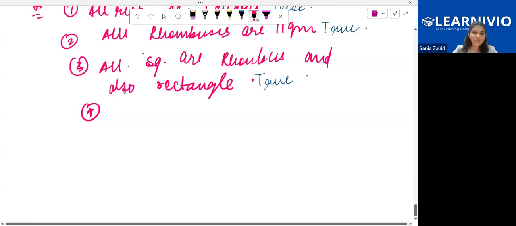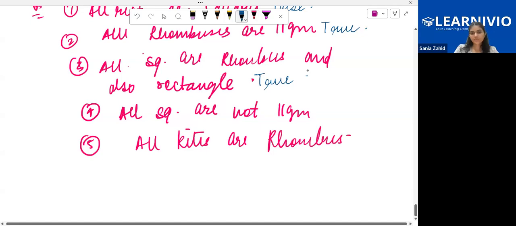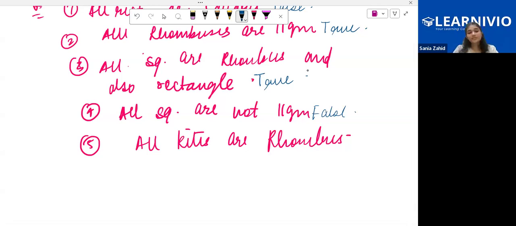Next, all squares are not parallelograms. False. Why false? Because squares are parallelograms. Yes, all squares are parallelograms, so this is a false statement. Okay, all kites are rhombus. False, ma'am.